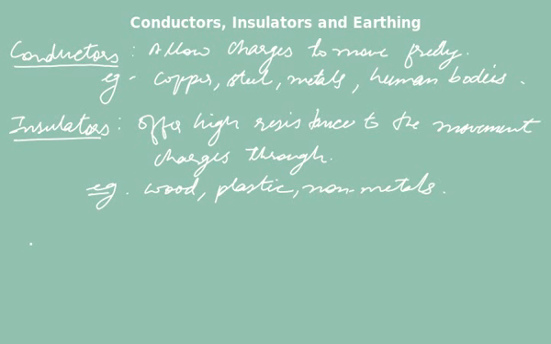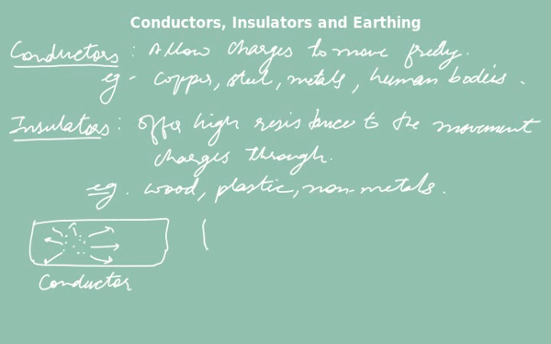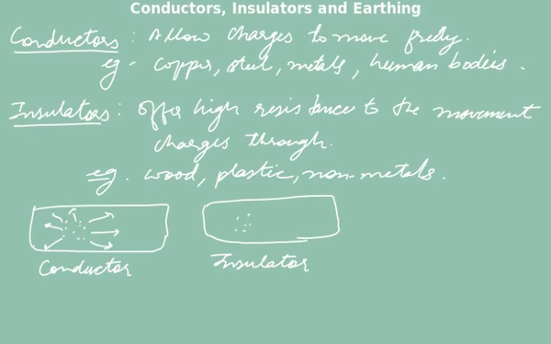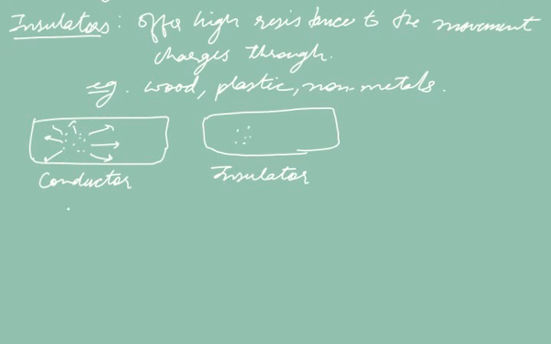So if I have a conductor and I place some charge on it, then this charge will spread throughout this conductor, because conductors allow charges to move freely. Therefore, if some charge is placed on a conductor, it will spread throughout it. And if I have an insulator and I place some charge on it, then this charge will stay where it has been placed. It will not move, because insulators do not allow movement of charges freely. Therefore, we make electrical connections using conductors.